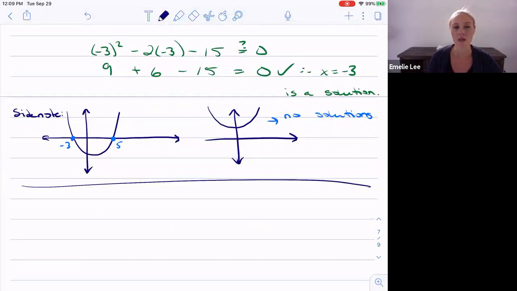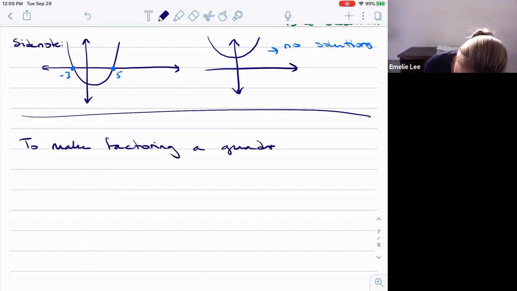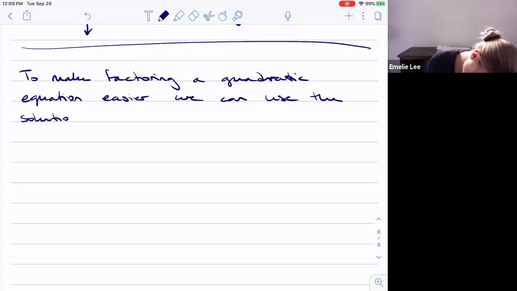Okay. So now, what we can do to make factoring easier is we can use the solutions to develop our factors. To make factoring a quadratic equation easier, we can use the solutions to develop our factors.